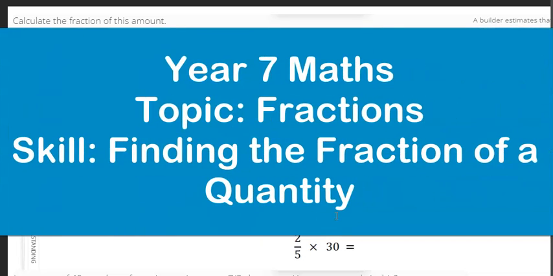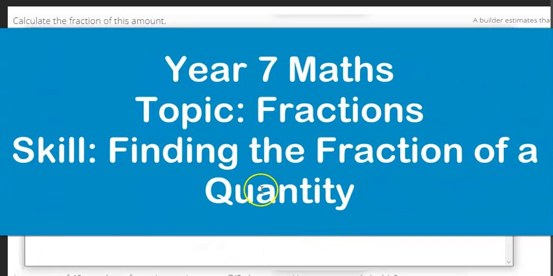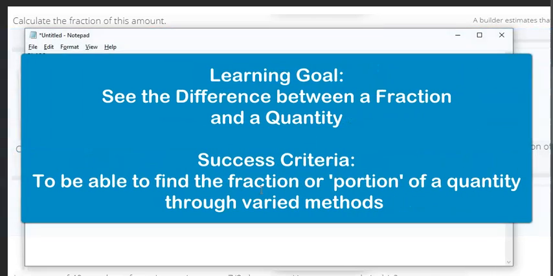Hey again, Year 7s. This skill will be looking at finding the fraction of a quantity. The learning goal for this skill is to see the difference between what a fraction is and what a quantity is. And the success criteria is to be able to find the fraction or portion of a quantity through a variety of methods.